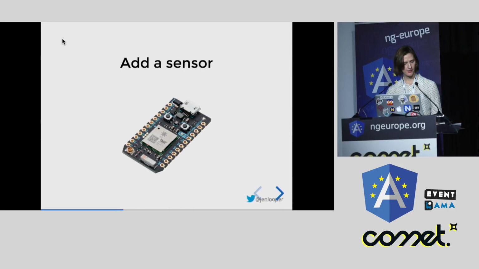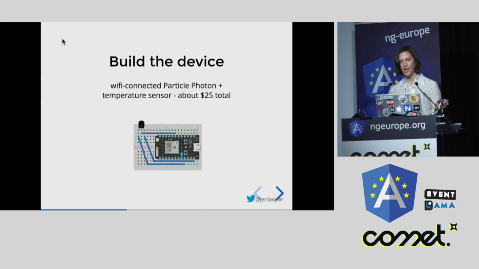So here's how I did it. I took my sensor and plugged it into a breadboard and built out the device. It's a Wi-Fi connected Particle Photon with a temperature sensor. This tiny little thing here is a temperature sensor. Total cost with these little wires and the tiny breadboard is about $25.